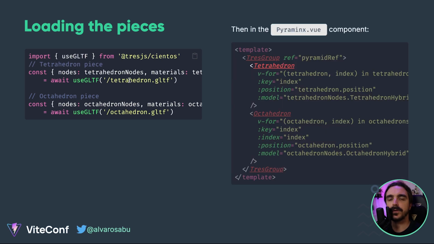And then in the Pyramids.vue component, we're going to iterate through an array of tetrahedrons that we're going to see in the next slide. And for each one of them, we're going to pass the position and we're going to pass the model. This is because we want to avoid creating new models whenever we are iterating. Instead of that, we're using the same model for all of them. Same thing for the octahedron.